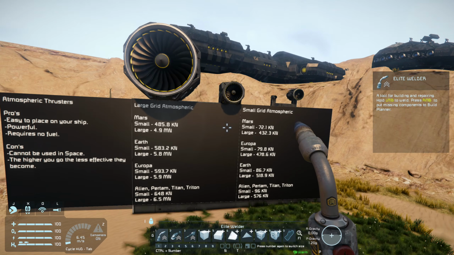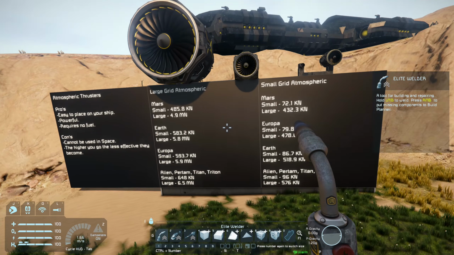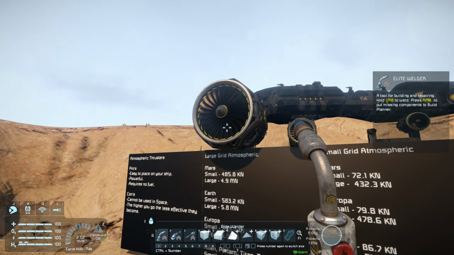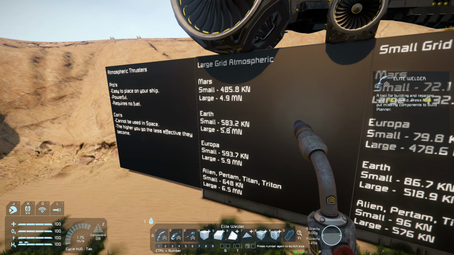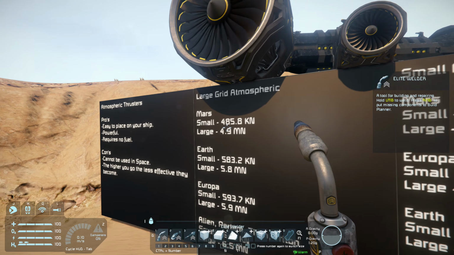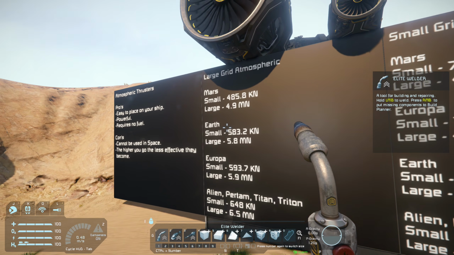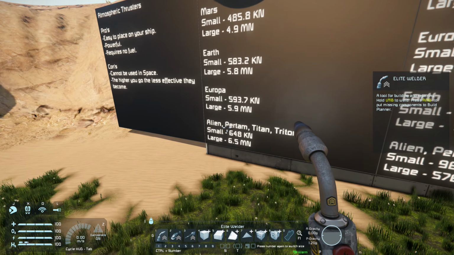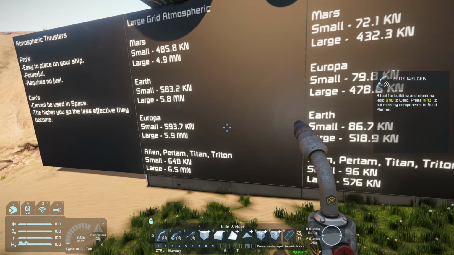Now, the most interesting thing about atmospheric thrusters is you can see all these values here are different. Atmospheric thrusters actually have more or less lift depending on which planet you're on. So if we have a look at the large grid atmospheric thrusters, you can see I've got all the values listed out here for the different planets. On Mars, the small grid thruster will give you 485.8 kilonewtons. On Earth, it'll give you more. On Europa, it'll give you even more than that. And on Alien, Pertam, Titan, and Triton, these are all the same. It will give you these values.